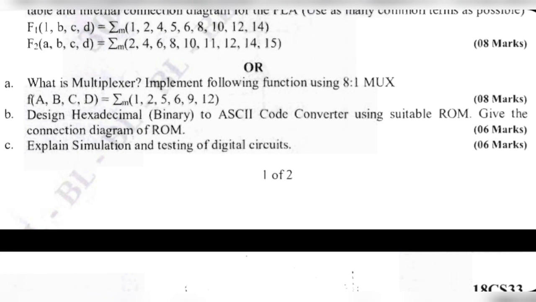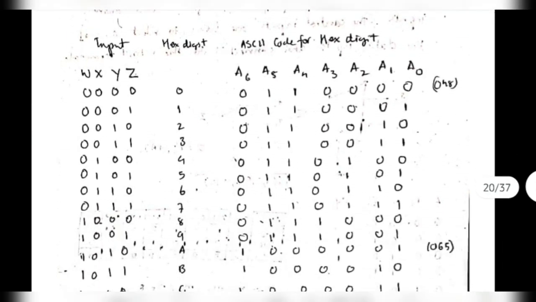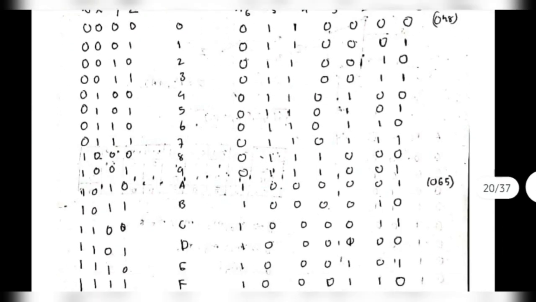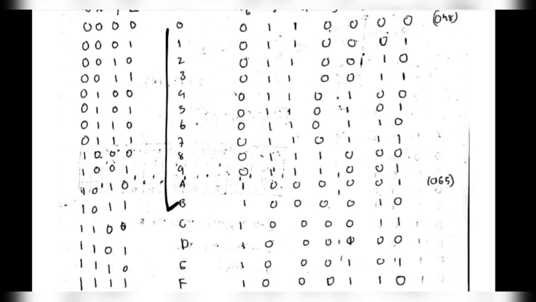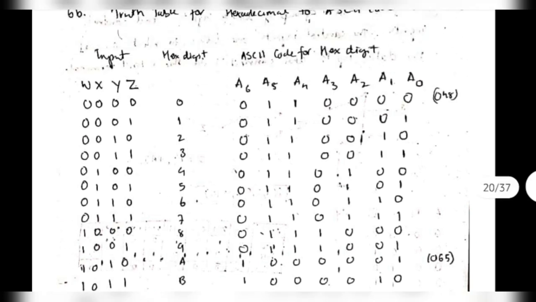Moving on to the next question, we have to design a hexadecimal to ASCII code converter using suitable ROM and give the circuit connection. Okay, so let's see how it is. So the hexadecimal values are from 0 to 9 and then A to F. Okay, these are the hexadecimal values. The equivalent binary values we will be writing here.